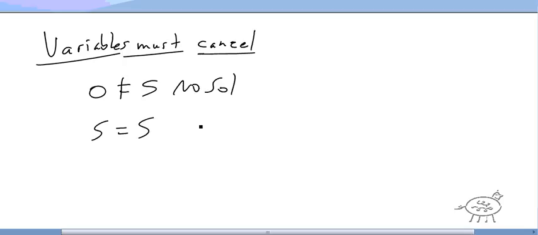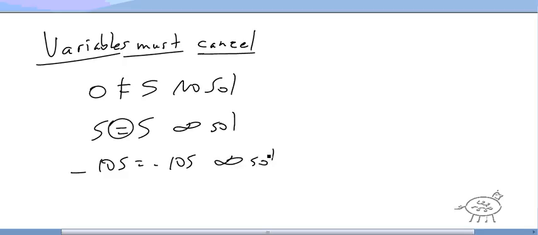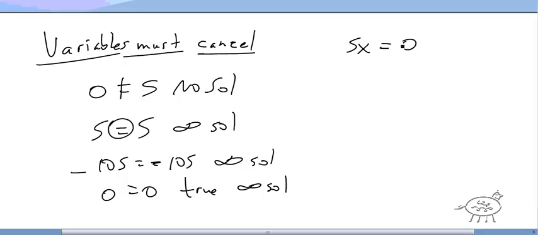5 equals 5. Yes, that's true. It is equal, so that means it's infinite solutions. Okay, -105 equals -105. True, infinite solutions. 0 equals 0. True, infinite solutions. It's very easy. Now I want you to be careful, because if you have a problem where all of a sudden you got 5x equals 0, I don't want you to say no solution. If you still have a variable here, you have to divide by 5, and you get x equals 0. So that would be one of your answers, x equals 0.